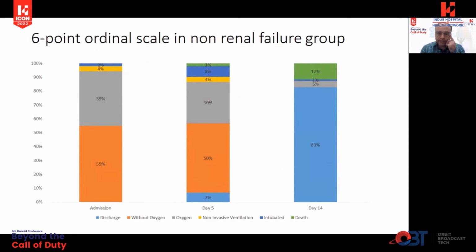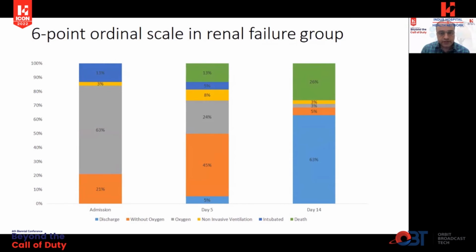This was the 6-point ordinal scale in the non-renal failure group, and we can see that 55% of patients were on room air on admission and 39% on oxygen. And on day 14, 83% of patients were discharged, while 12% died at day 14. In the renal failure group, 63% of patients were on oxygen on admission, and at day 14, 63% of patients were discharged, while 5% were still on oxygen, and 6% died at day 14.